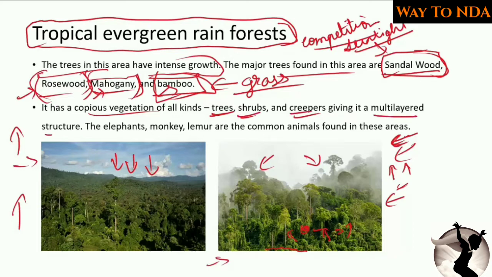So multi-layered structure तो हम लोगों ने देख लिया है कि ये एक layer है, then ये एक layer है, then ये एक layer है. Okay, so these are the different layers you will find in the tropical evergreen rainforest. Now the animals which you will find in this area are elephants, then monkey, then lemur. These are some of the common animals which are found in this area. Sometimes you will find tiger also in some areas. Elephants भी आपको मिल जाएंगे. So these are the various types of animals you will find in this area.